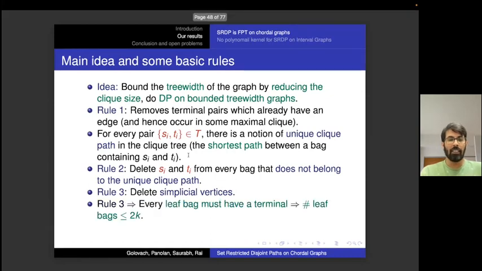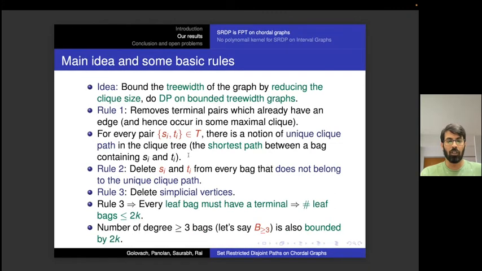And what this rule means is that every leaf bag will end up having a terminal, because if it does not have a terminal, then since it is a maximal clique, it will have a vertex which is only part of this bag, and that vertex will turn out to be simplicial. And then rule 3 must have deleted it. So that's why every leaf bag must have a terminal, and this bounds the number of leaf bags by at most 2k. And by the property of a tree that the number of degree at least 3 bags is at most the number of leaves, we also bound the number of at least 3 bags. That is also bounded by 2k.